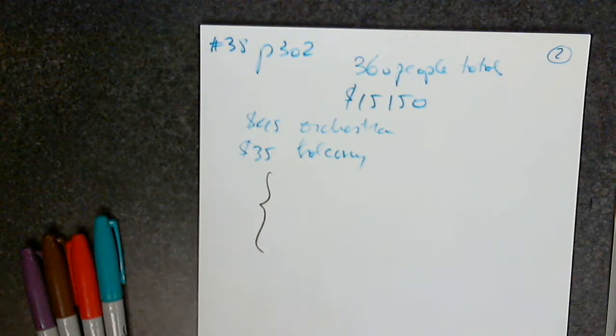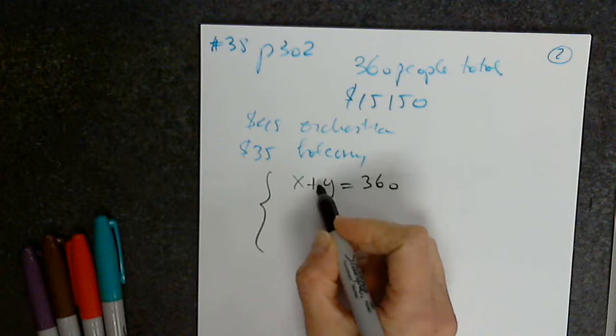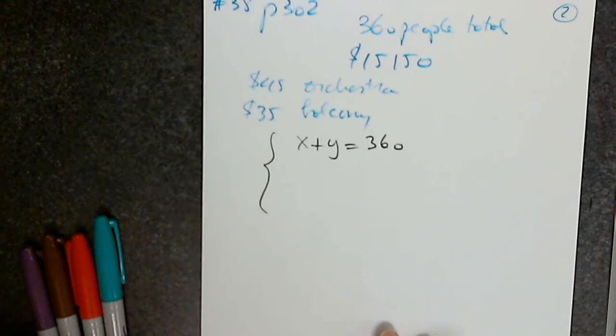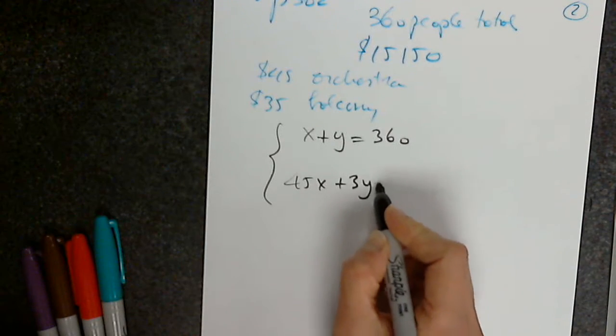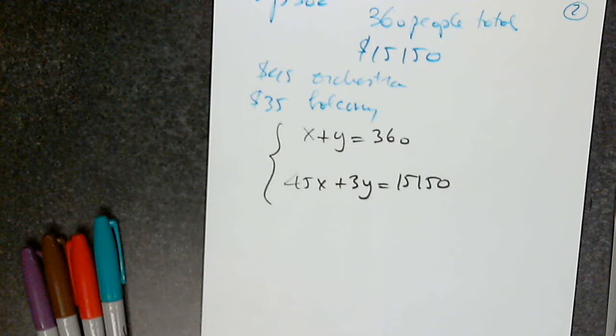X plus y is 360. Do you all agree with x plus y equals 360? Okay. What about the second equation? 45x plus 35y equals 15150. Good. Please solve the system, give me the solution, and then let's check.